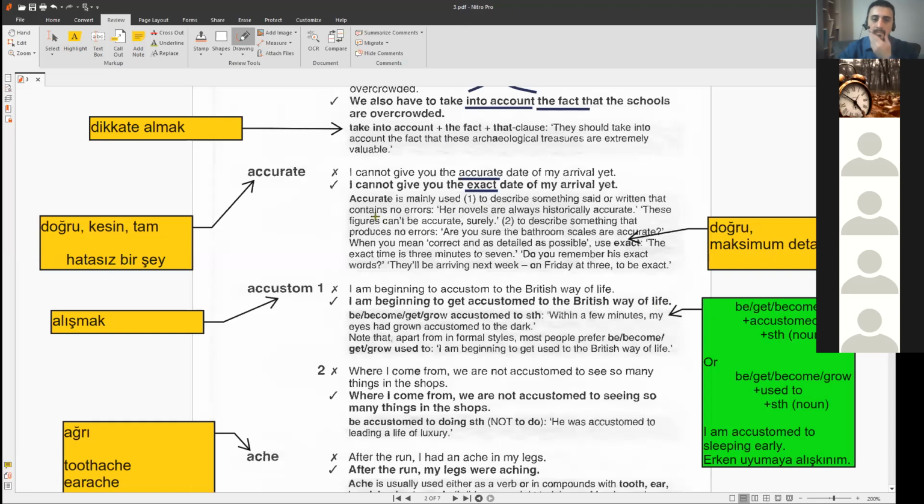Accurate is mainly used to describe something said or written that contains no errors. Her novels are always historically accurate. These figures can't be accurate. Accurate is also used to describe something that produces no errors. Are you sure the bathroom scales are accurate?